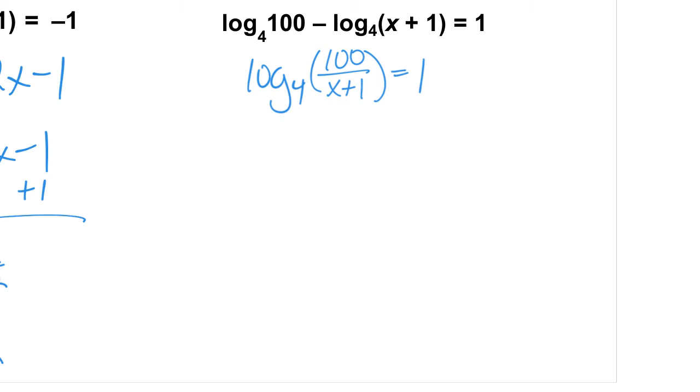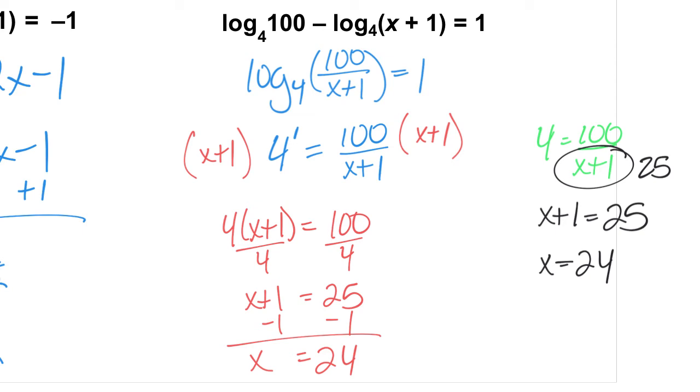Here I used a property of logarithm to rewrite this. Now I'm just going to use the definition. I could rewrite this as 4 to the first power equals 100 over x plus 1. I'm showing you two ways that you could solve this part of the equation. First way is that I multiplied both sides by x plus 1, and you can follow my work here. The other way is just to think through this logically. 100 divided by what is going to be 4, and so this denominator has to be 25. So that means x plus 1 equals 25, so that means x has to equal 24.